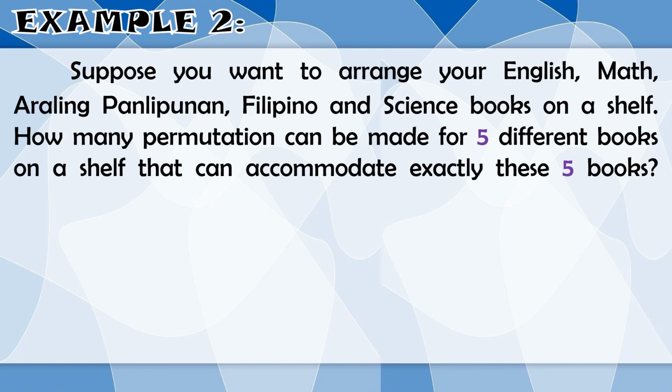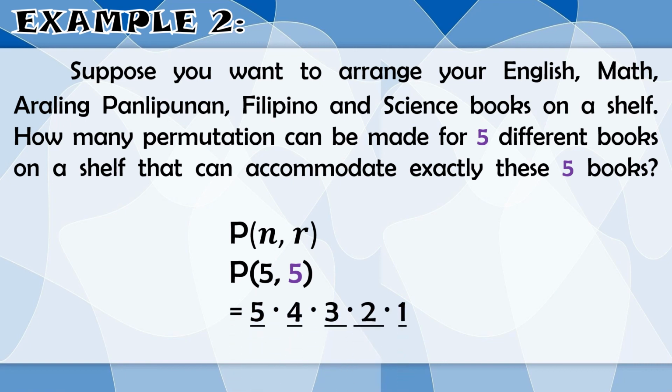Problem solving number 2. Suppose you want to arrange your English, Math, Araling Panlipunan, Filipino, and Science books on a shelf. How many permutations can be made for 5 different books on a shelf that can accommodate exactly these 5 books? So this is a permutation. Use the formula permutation of n and r. Substitute, the value of n is 5 and the value of r is also 5. We have 5 times 4 times 3 times 2 times 1. And the answer is 120 ways.